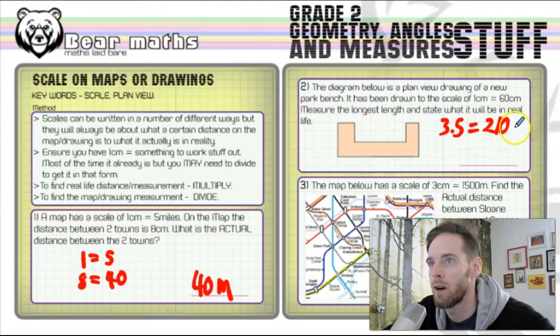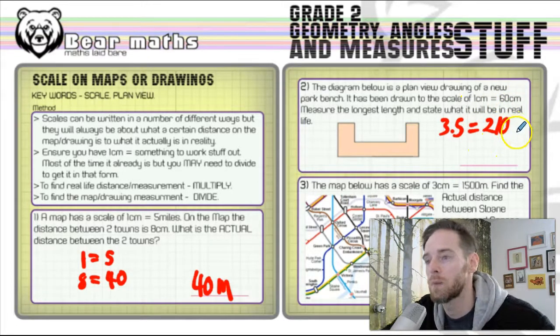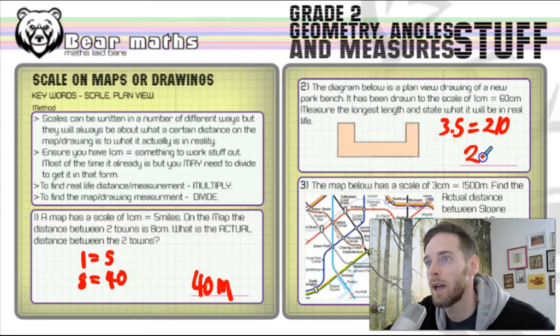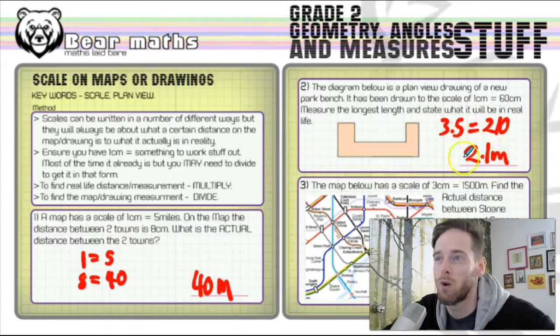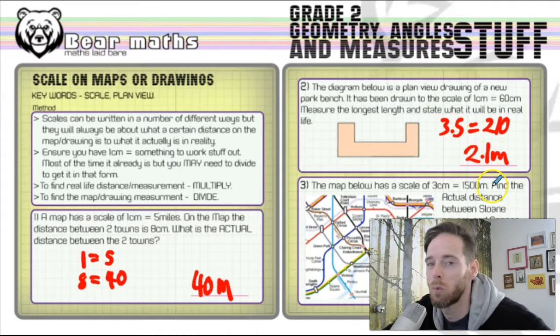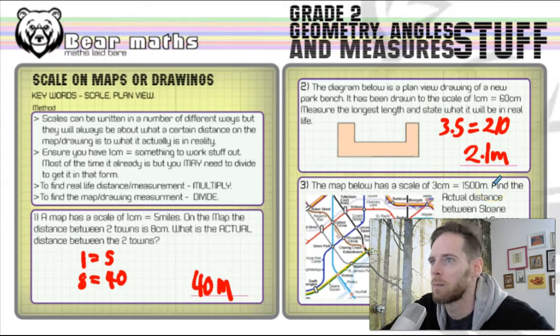Now we could write our answer if we know how many centimetres are in a metre. We could divide by 100, so we could say 2.1 metres. That has a length of 2.1 metres. It would be acceptable to give your answer in centimetres here because it doesn't say what units, but the more common way of writing that would be 2.1 metres, I think. Just a very slight bit of conversion at the end.